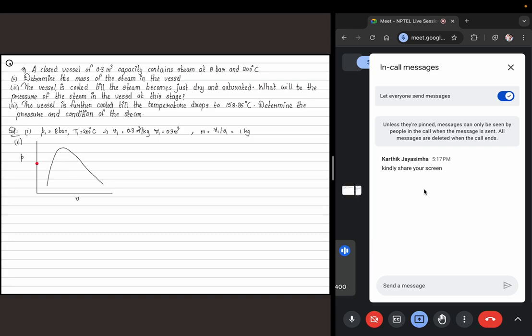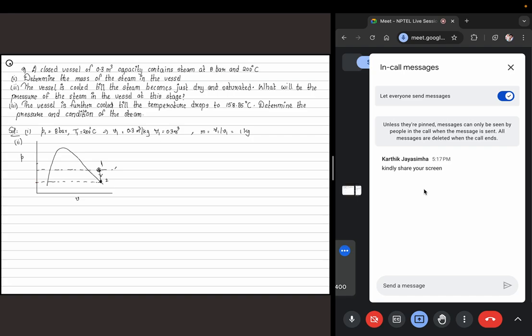initially you are at 8 bar pressure. Let's say you are at a very high point. So at this stage, we are saying that you are moving at constant volume. You are cooling it in a constant volume process. So you are moving from here to the saturated vapor region, somewhere here. So this is the process. And you are asked to find what will be the pressure of the steam in the vessel at this stage. So all you need to do is find the pressure at this stage.